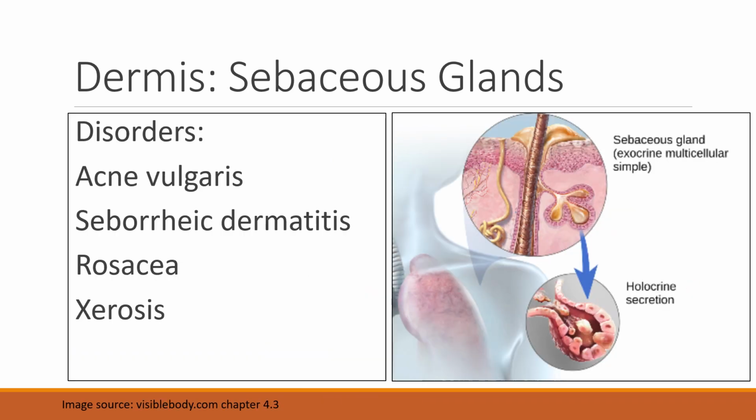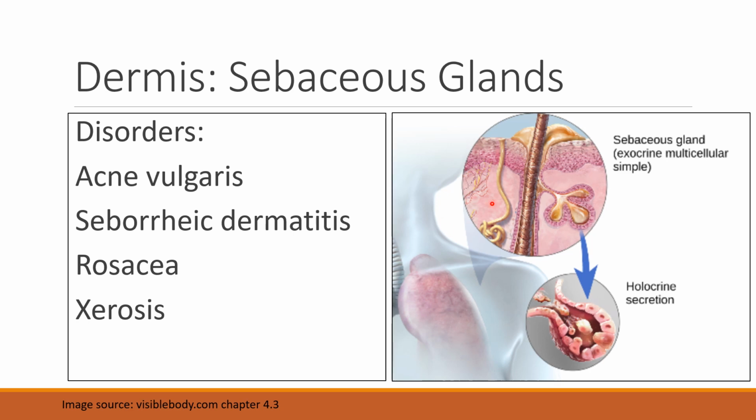Here's another image from Visible Body. Here's just a diagrammatic representation of sebaceous glands. Here's the hair, and here's the gland that looks like this. It has that holocrine secretion method, right? So chunks of the cells get secreted out along with it.